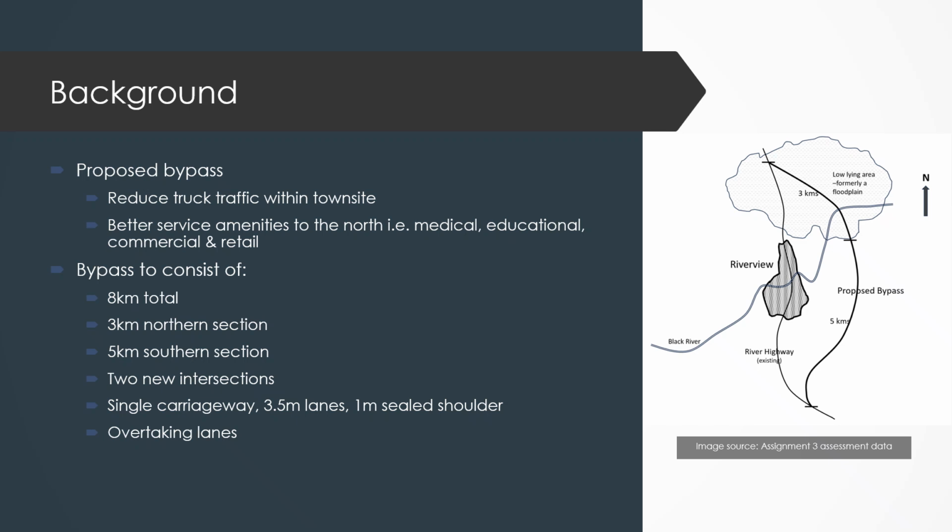The bypass itself will be a single carriageway with 3.5 metre lanes in each direction and a 1 metre sealed shoulder, with overtaking lanes for both the north and south directions, the overtaking lanes being within the southern section of the proposed bypass.